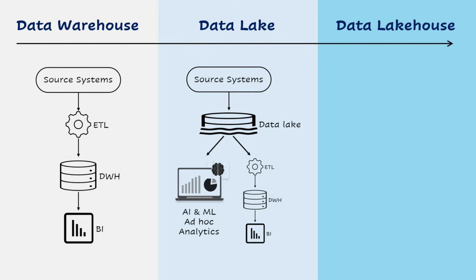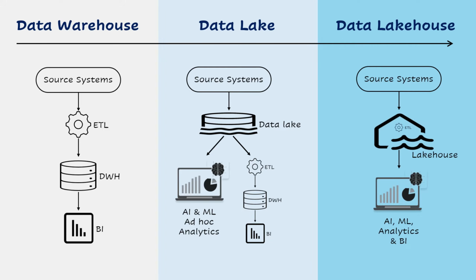Without proper organization and governance, this raw data could become difficult to manage. This situation often led to what was known as a data swamp, where valuable data was buried under disorganized, unstructured files. And that's where the data lakehouse comes in. The lakehouse architecture combines the best of both worlds, the flexibility of the data lake, with the governance and performance of the data warehouse. It allows you to store all types of data, much like a data lake, while also supporting efficient analytics and high-performance queries, similar to a data warehouse.